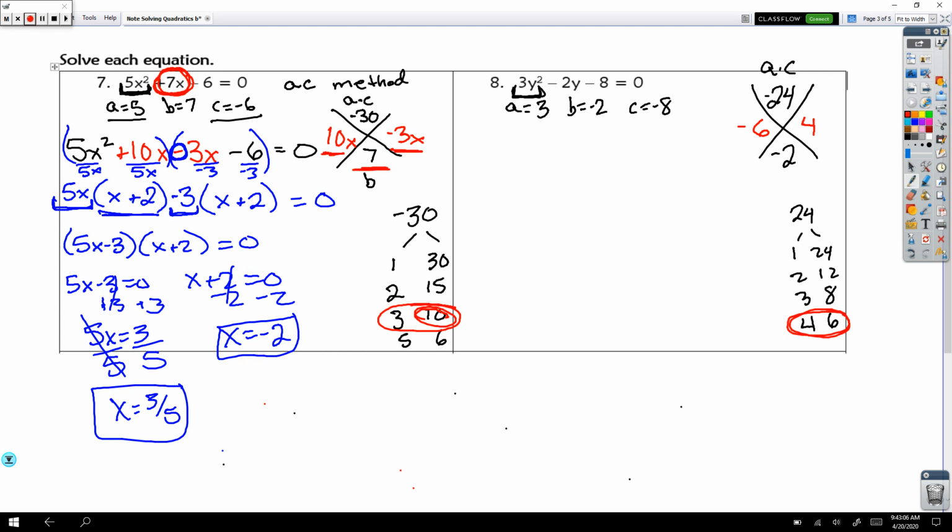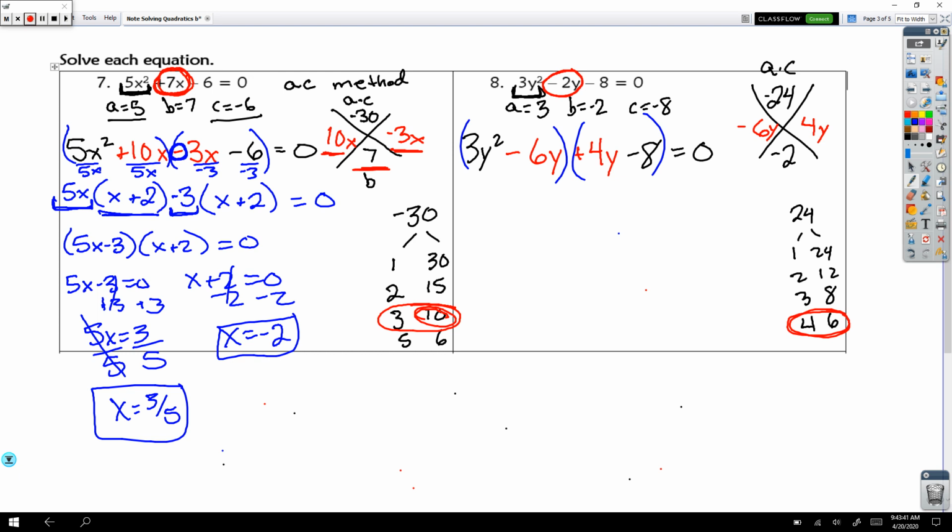So in this case, it's y's. So I'm going to slap some y's here and then replace the middle. So 3y squared, instead of minus 2y, I'm going to have minus 6y plus 4y, and then the minus 8 equals 0. Again, I didn't change the problem. I just changed negative 2y into negative 6y plus 4y. Now I have my 4 terms, so I'm going to factor by grouping.